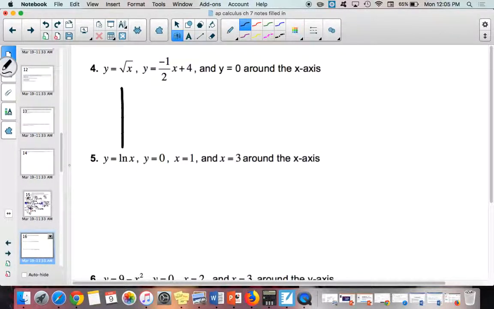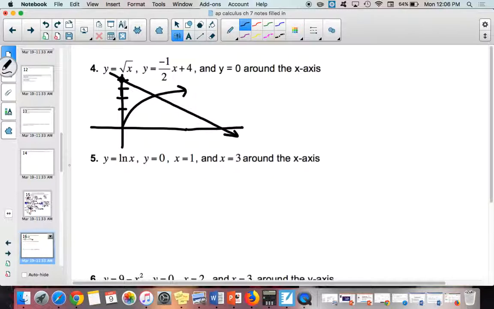So I have y equals the square root of x. And then I have y equals negative 1/4 x plus 4. So up 1, 2, 3, 4. Down 1, right 2. Down 1, right 2. So it's crossing somewhere way over here. Good? All right, so I could put this into the calculator and find the intersection point. I'm going around the x-axis, so I'm going this way.